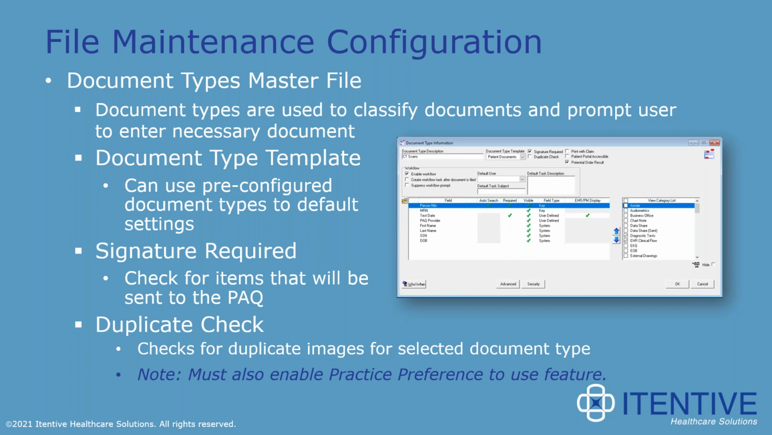Another option that we have on the screen is to select our checkbox for duplicate check. So checking that box will actually allow NextGen to prompt a user during scanning if it appears that what they're scanning looks like it's a duplicate document. So it's an alert that pops up, but it won't stop the user from continuing to scan and file this document. But it does kind of give them a chance to maybe stop and verify that document doesn't already exist in NextGen. So I did want to point out that in order to use this feature, there's also actually a practice preference that needs to be turned on.